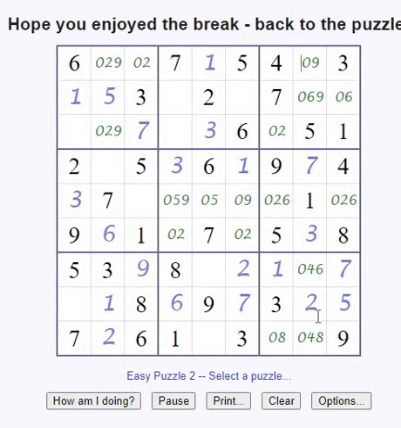There's a 2 here, so 2 cannot be here or here. There's a 2 there, so 2 cannot be here or here. So this is the only place where 2 could be. And now we delete this other 2.